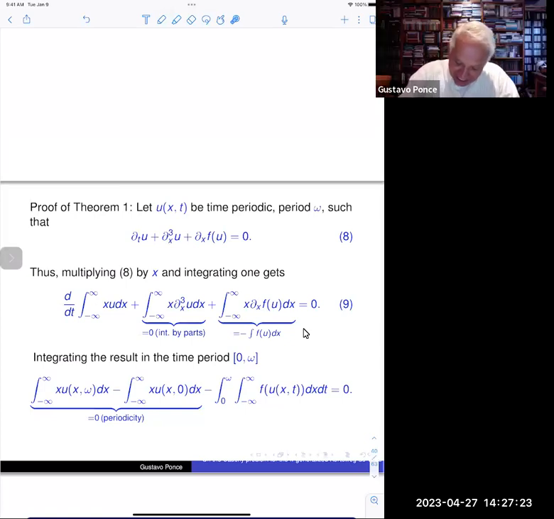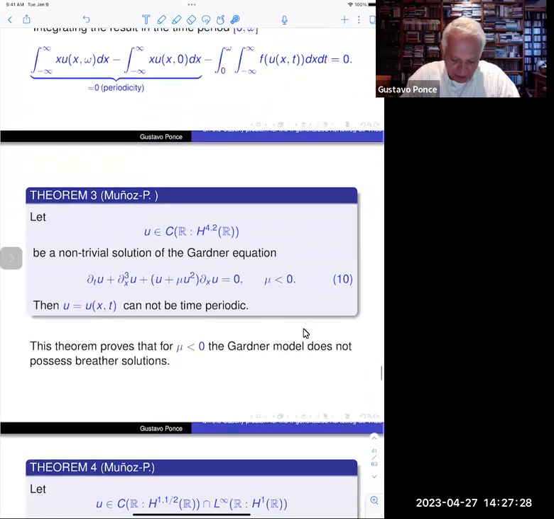Okay, then we can prove other things. For example, we can prove that if you take the Gardner equation and mu is positive, you have a breather, but if mu is negative, you don't have a breather. And that is a little bit more complicated. That means the Gardner equation has a breather when mu is positive, but not when mu is negative.